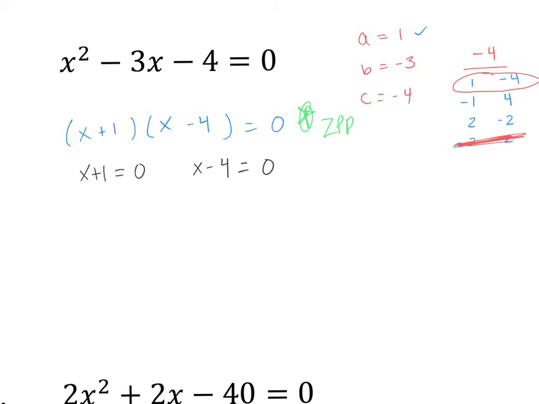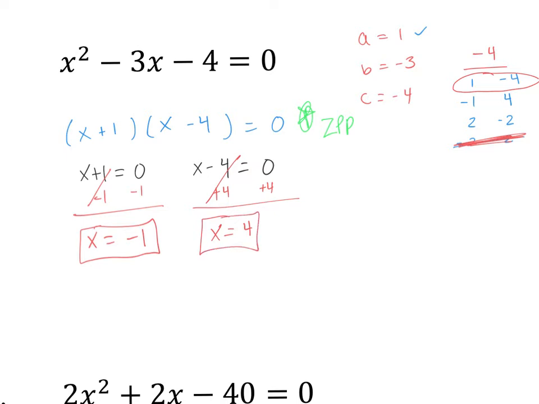Okay? So I'm going to go ahead and subtract 1 from both sides. The ones are going to cancel out, and you're left with x equals -1. On the other side, that's a -4, so we have to add 4 to both sides, okay? So these will cancel out, and we are left with x equals 4. And here we have our two solutions. So these would be our two answers for number 8.